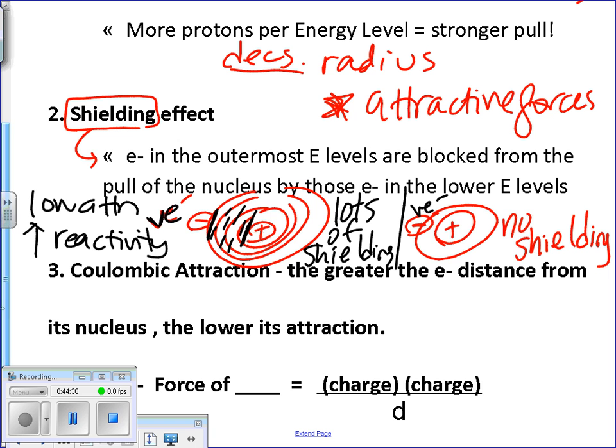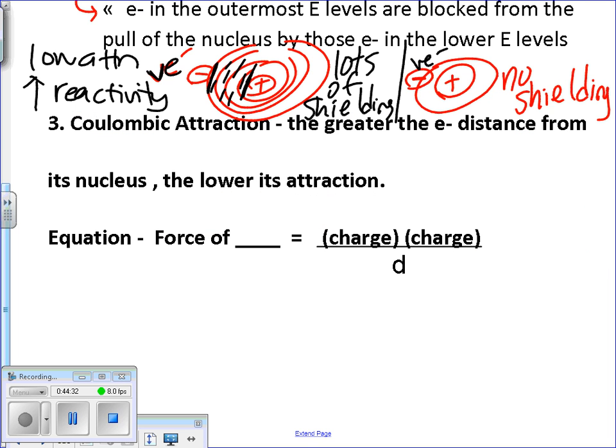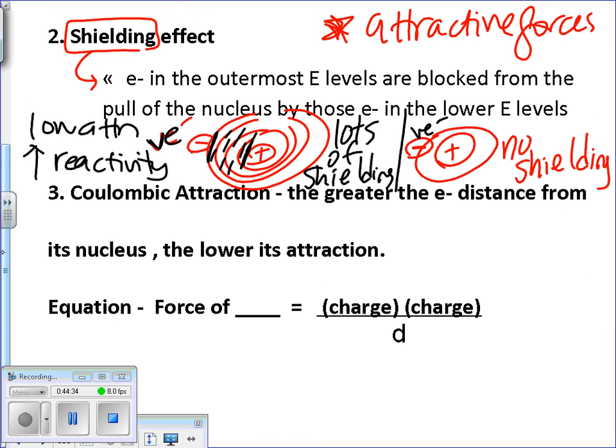So the last little part is Coulombic attraction, and it takes together the two factors we just talked about, mainly about attractive forces. But it helps you to kind of put a name to what we're talking about. Sometimes it's easy to have a phrase to identify with versus a big long explanation. So Coulombic attraction is the force of attraction that two things feel for one another, or the force of repulsion two things feel for one another.